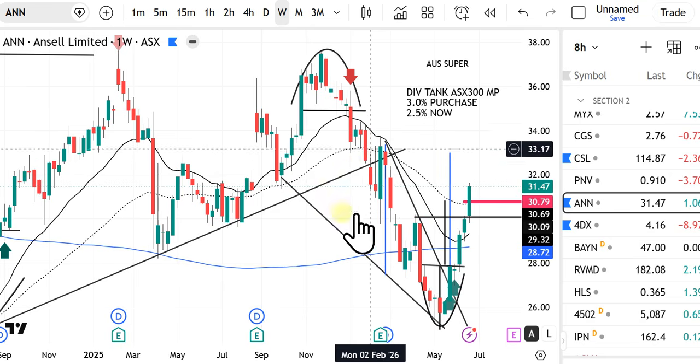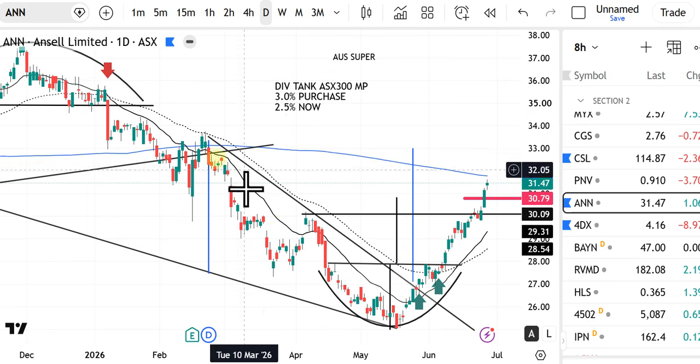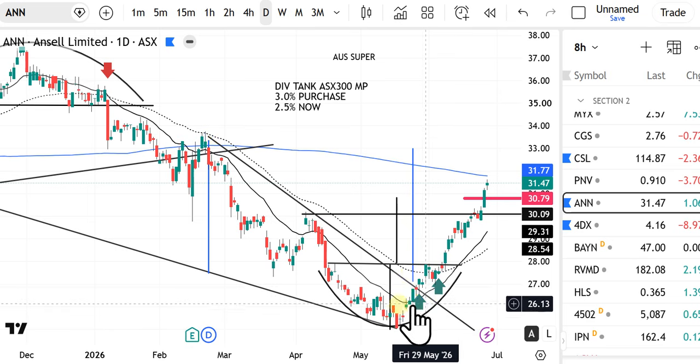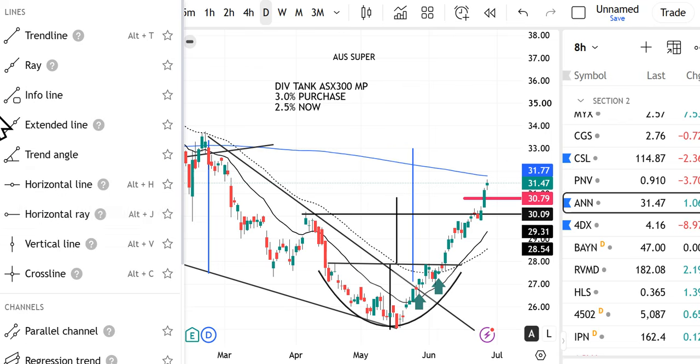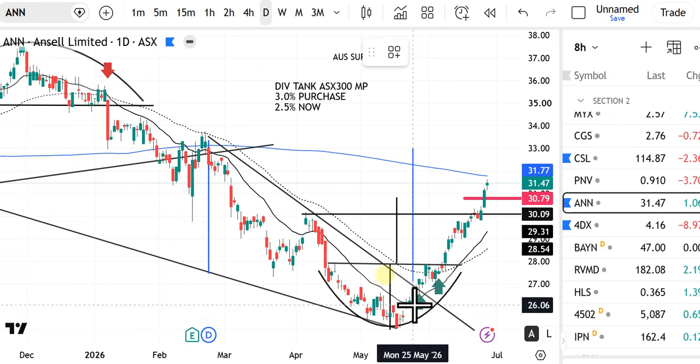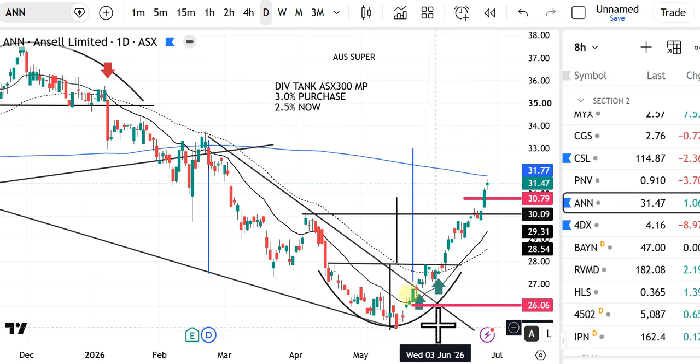Okay, so now we're forming another one of my favorite patterns, which is the declining wedge. So declining wedge, once broken, is bullish. So at the time, we would have bought that, and we are big users of stop losses, which is like if you get it wrong, price drops below there, you're out.